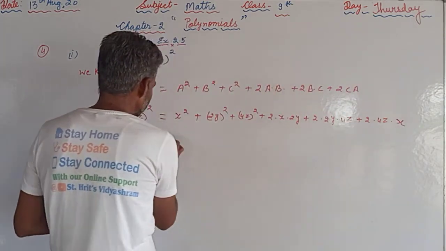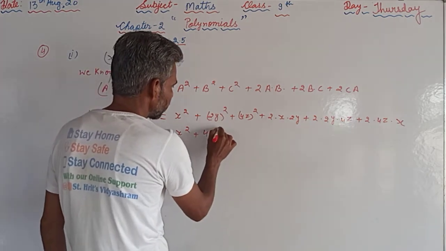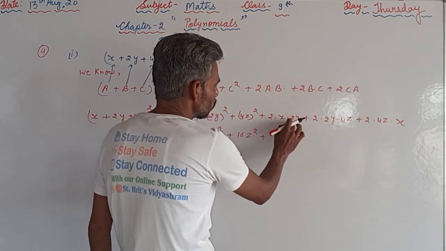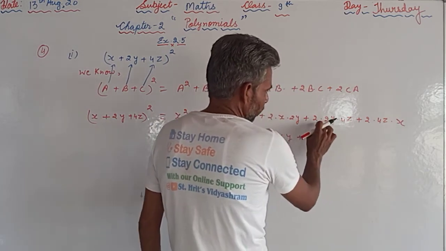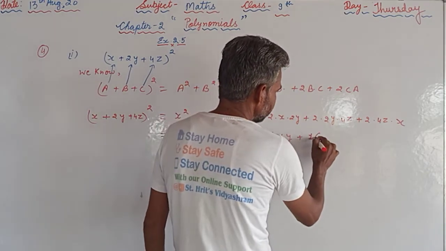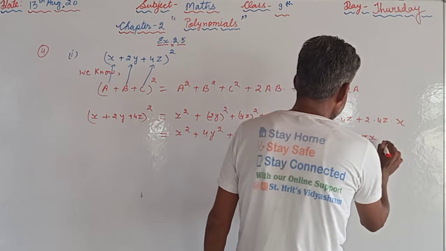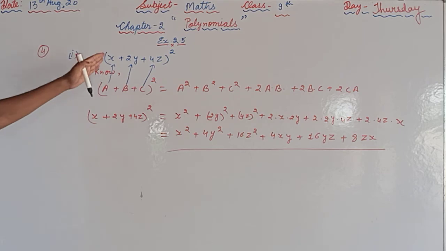Now we will write that in the standard form, that is x square plus (2y) whole square means 4y square, then (4z) whole square means 16z square, plus 2 into 4 is 8xy, plus 2 into 4 into 4 is 16yz, plus 2 into 4 is 8zx. That is the expanded form of (x + 2y + 4z) whole square. So that is the reverse of question number 1. Like this you can proceed with the questions.